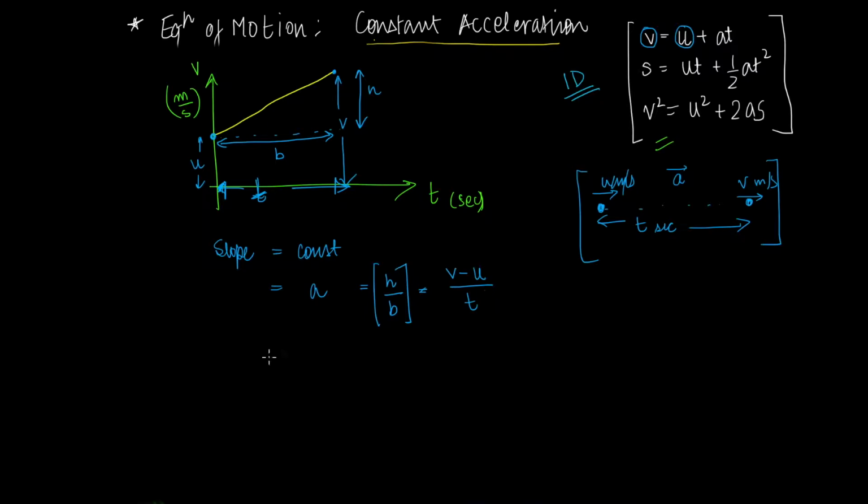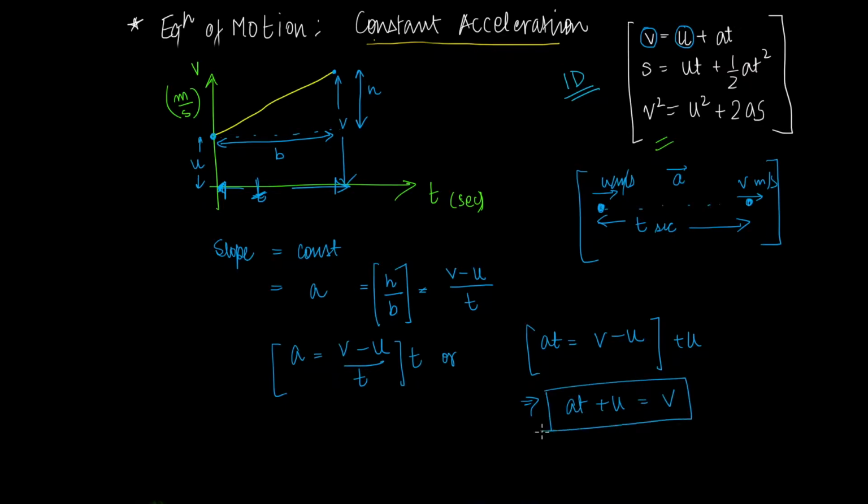So therefore, you have an equation of a equals (v minus u) by t, or at, if you multiply both the sides by time, at equals v minus u. What you can do is add u to both sides to get at plus u equals v. You can invert this equation to get v equals u plus at.